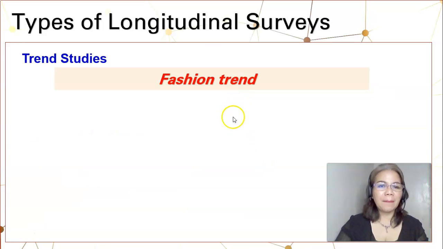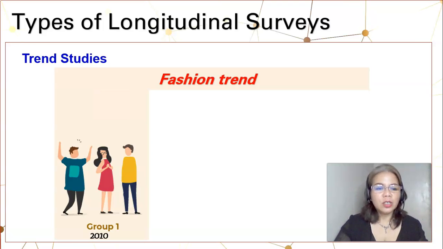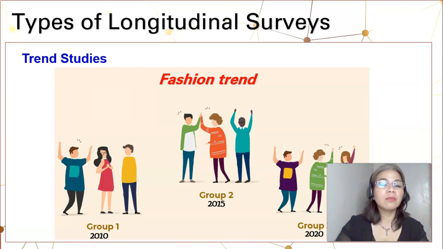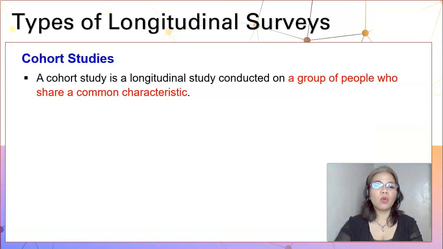Okay, another example. You are interested to identify the fashion trend of the adolescents over a period of a decade. So probably you will study a group of adolescents in 2010, and then 5 years after you will study another batch of adolescents, and in 2020 you will study another batch of adolescents. So based on the results of this trend study, you can predict what is most likely the fashion trend in the next 5 years. The next one is cohort study.